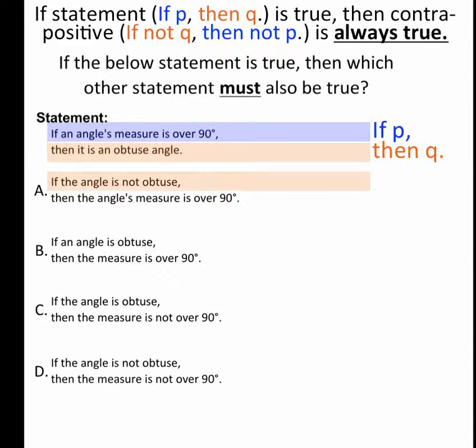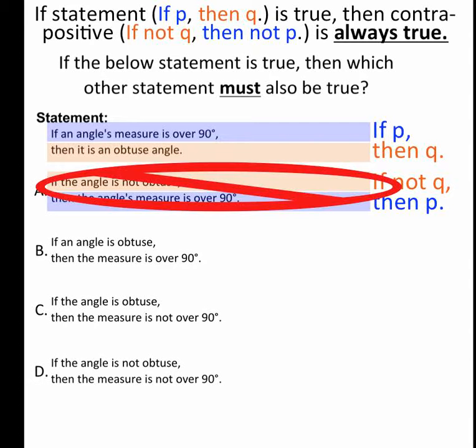So let's look at A. If the angle is not obtuse, if not Q, okay, that's a good start. That's the first part of our contrapositive. Then the angle's measure is over 90 degrees. Well, that is then P. That's the same part as P. So that is not my contrapositive. That's not if not Q, then not P. This one says if not Q, then P. So that is not the one I'm looking for.